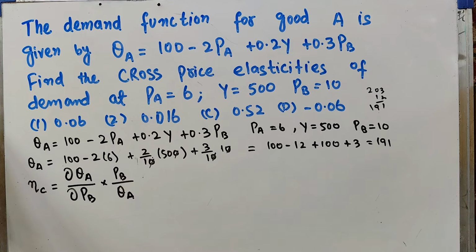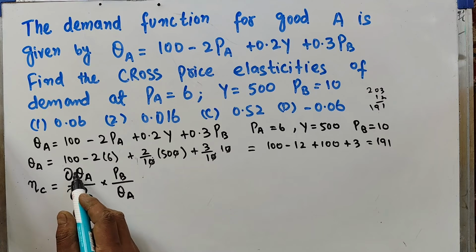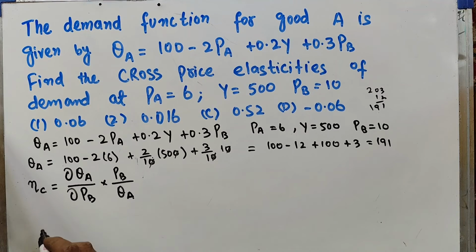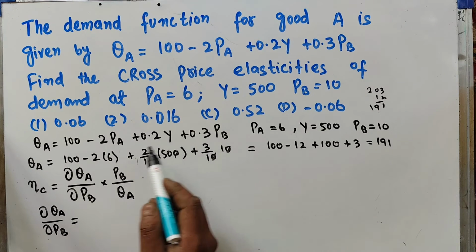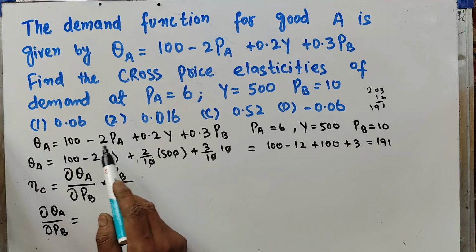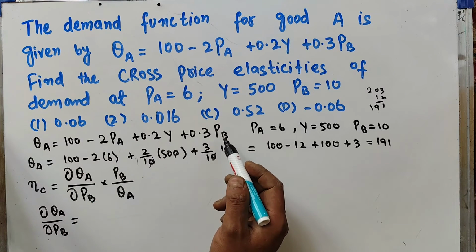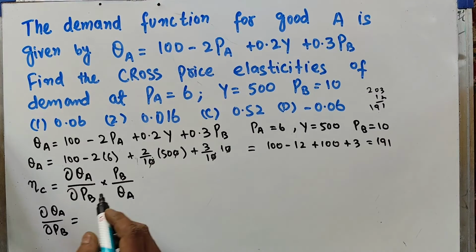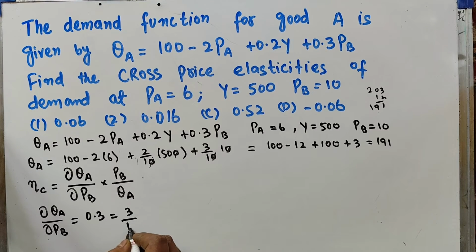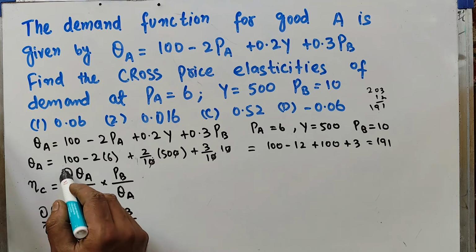That means first we need to find out this del QA upon del PB, this derivative, that is the change in the quantity demanded of good A due to the change in the price of good B. That means we need to differentiate the given demand function with respect to PB. Since no PB is involved in the first 2 or 3 terms, in the last term we have price of B, its derivative is 1, so we are left with 0.3, which can be written as 3 upon 10.